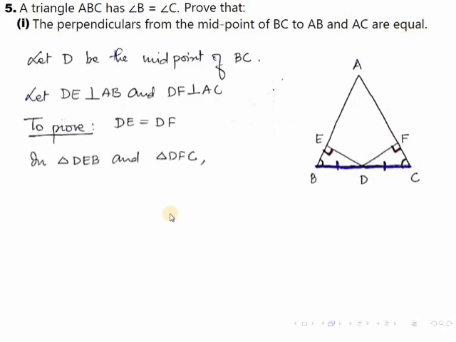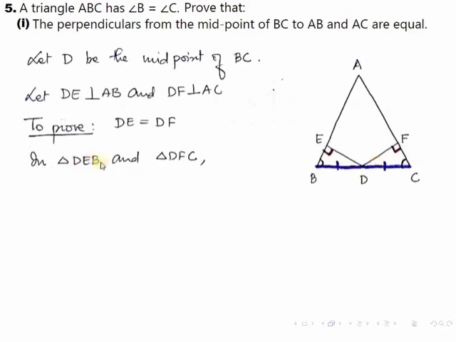Now kindly look at this. What is given to us is angle B and angle C are equal. D is the midpoint, right? So D is the midpoint means BD and DC are equal. This is a 90 degree perpendicular, this is also perpendicular. Now kindly look at this. Here we have angle, side, angle, isn't it?